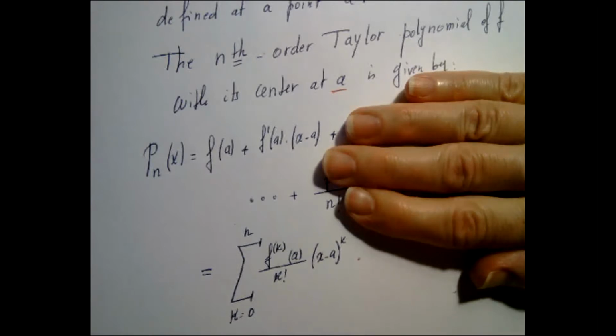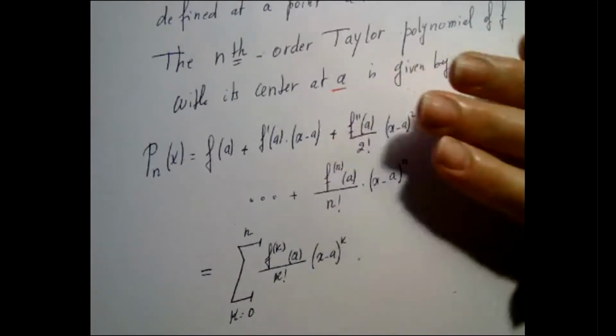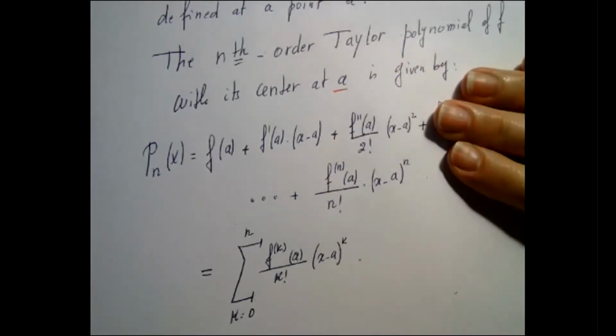That's the equation of a tangent line. So the first two terms are basically the tangent line, plus that's the quadratic approximation.